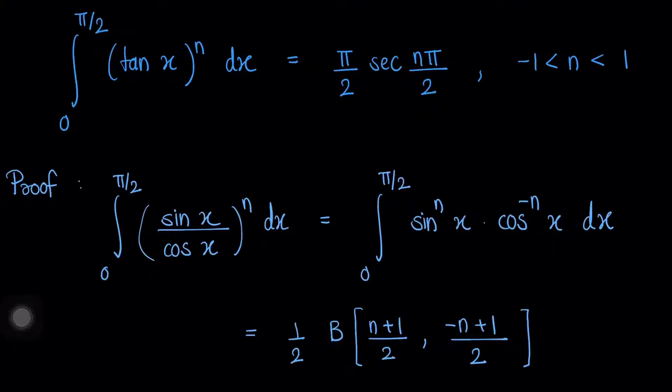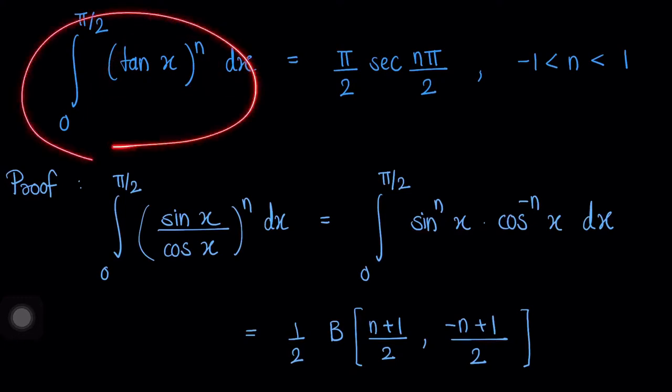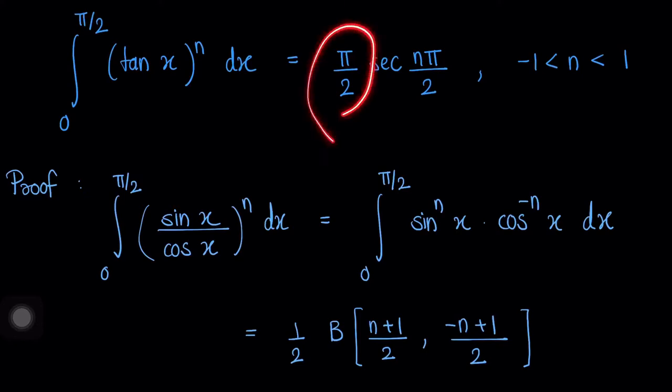Hi friends, in this video we are going to see few more examples using beta and gamma function. So the first example is integration 0 to pi by 2 tan x raised to n dx, and we have to show that the value of this integral is equal to pi by 2 into sec of n pi by 2, where this n lies between -1 and 1.